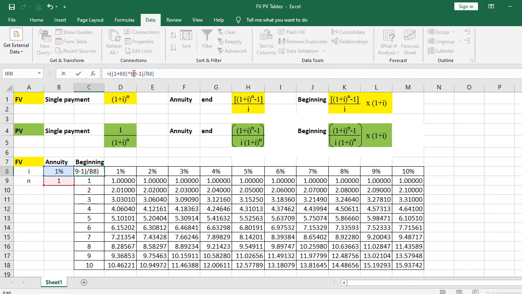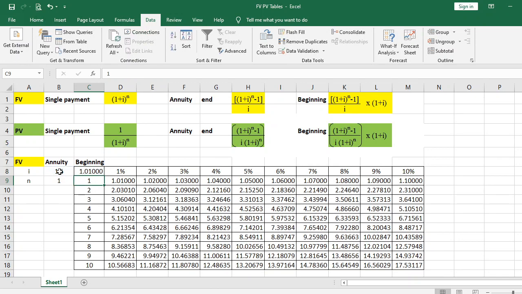Let me close this with parenthesis first. Now multiplication. So into 1 plus I is this. Close bracket, enter. So I have got another table. The future value table for annuity made at the beginning of the year. Let us take again this and interpret. 10 years, 10%, the value is 17.53117. What does it state?